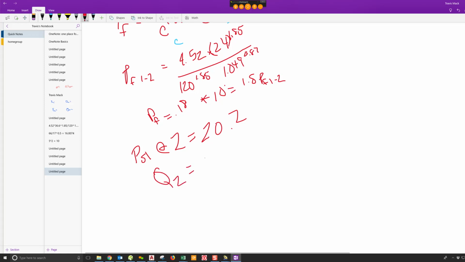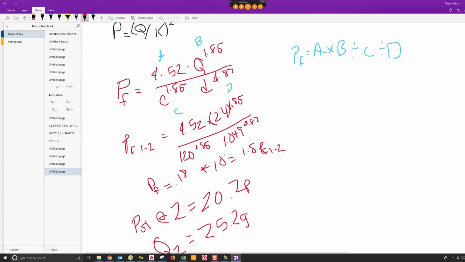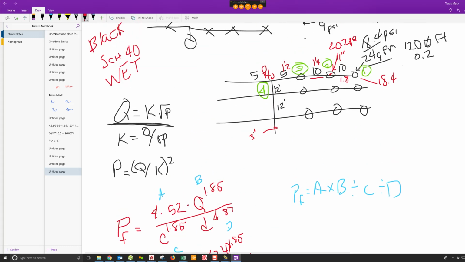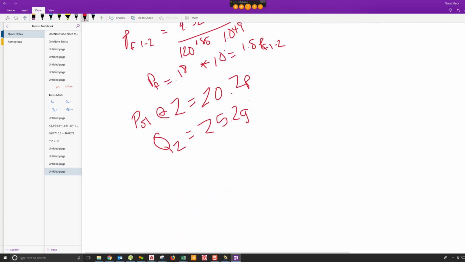Do you follow how I got 25.2 coming out of there? We all good? Okay. So now what we have to do is figure out the friction loss from point 2 to point 3.